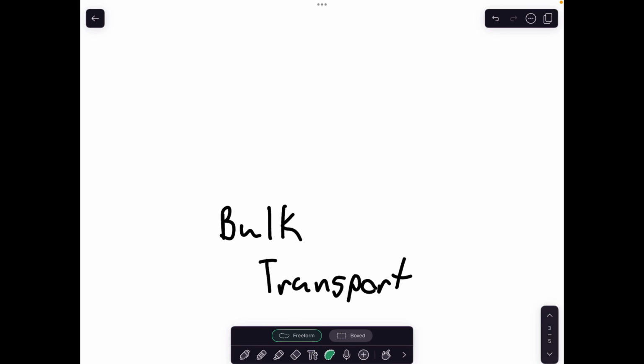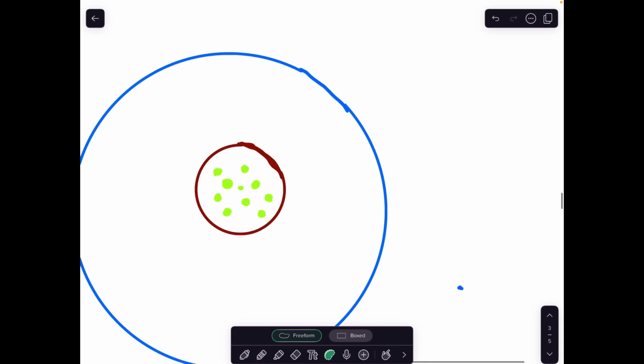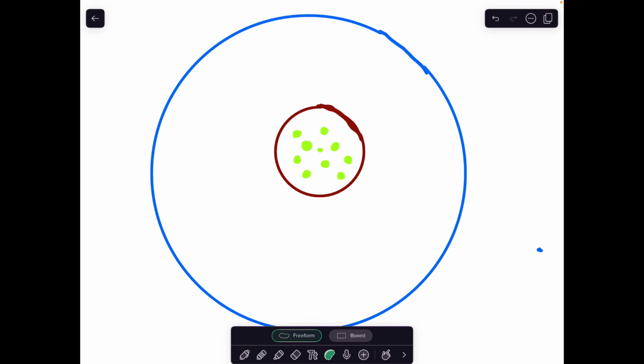Bulk transport is the last and final thing we're going to talk about in this video. Bulk transport is when a cell is trying to gain or excrete a lot of material. This type of transport does require energy. And the 2 types of bulk transport would be endocytosis and exocytosis. Exocytosis is when the cell is trying to excrete material, whereas endocytosis is when the cell is trying to gain material. The first example we're going to see today is exocytosis.